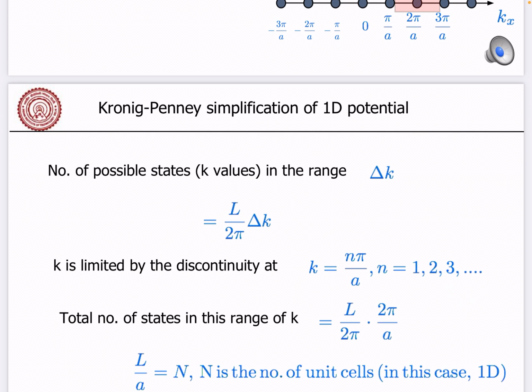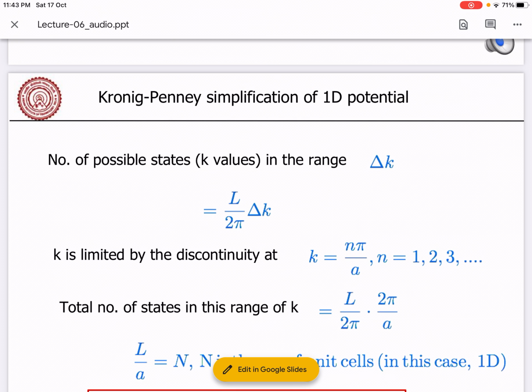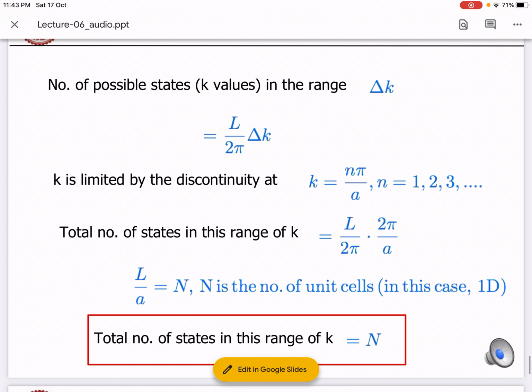As you know, k is limited for the lowest band, say. So, k is limited by the discontinuity, right. That means the maximum of delta k can be from minus π/a to plus π/a. So, delta k is 2π/a, right. So, this is the maximum. Therefore, the total number of states in this range for the lowest band we are considering right now will be L/2π times delta k. So, delta k is 2π/a. Okay. So, that is equal to L/a.